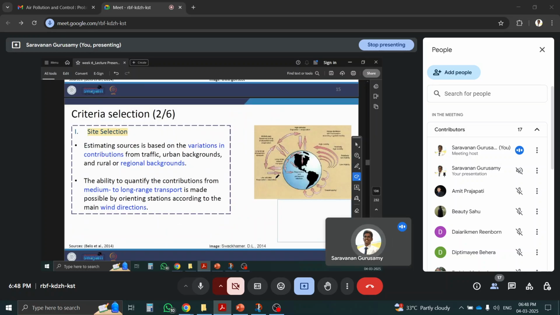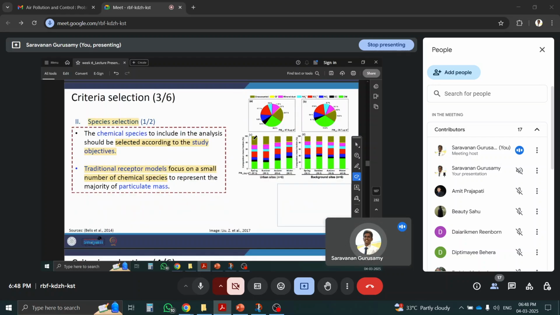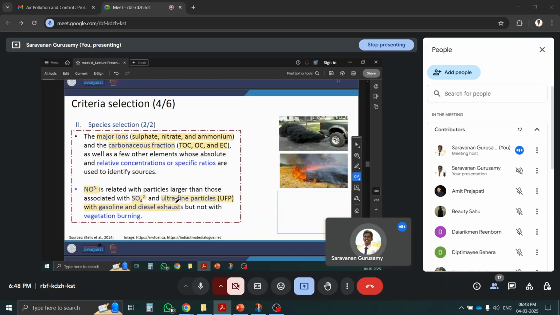Okay, so here you can see the site selection, so that should contribute to the traffic, urban background and rural, both should be there. That's called representative site selection, so it should not be having any biased system. And the species selection, what are the type of pollutant we are going to take? Like in the Delhi case study, they have chosen five pollutants. So you can choose based on the result what you need, or your study of interest, you can fix.